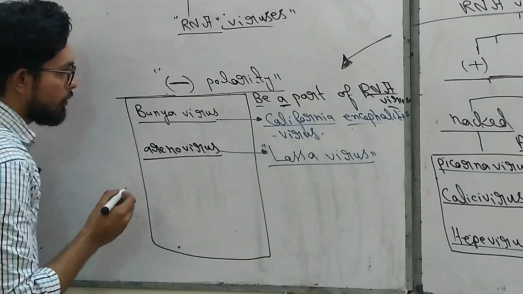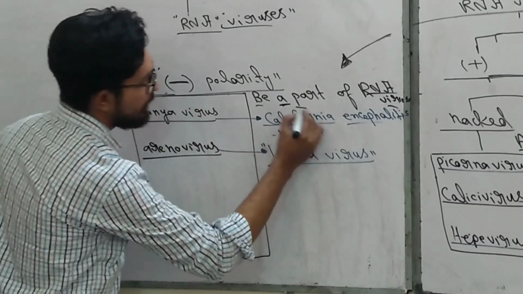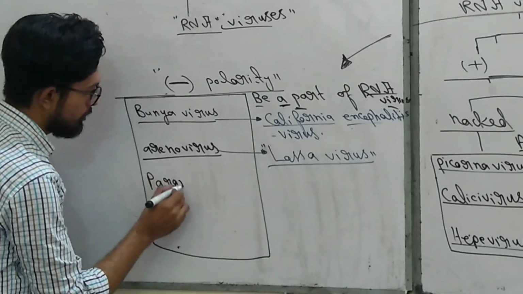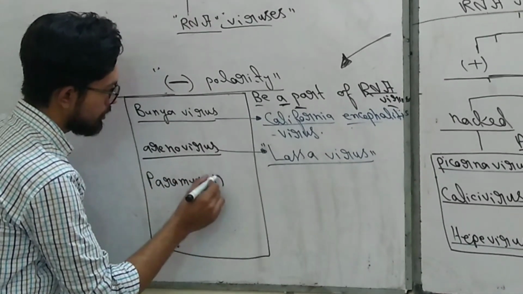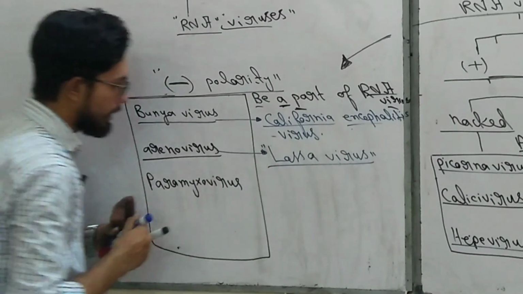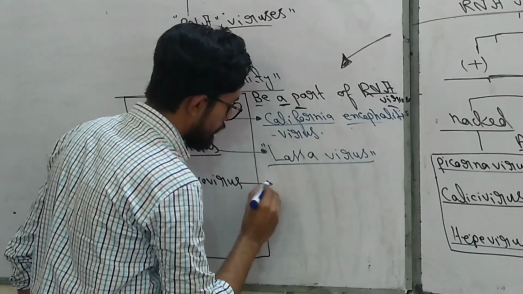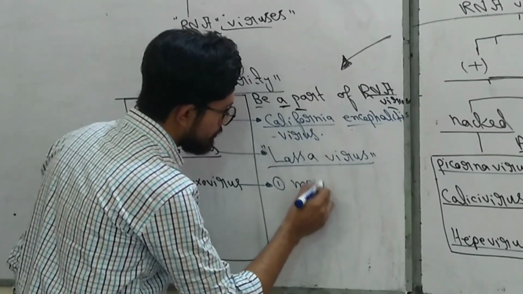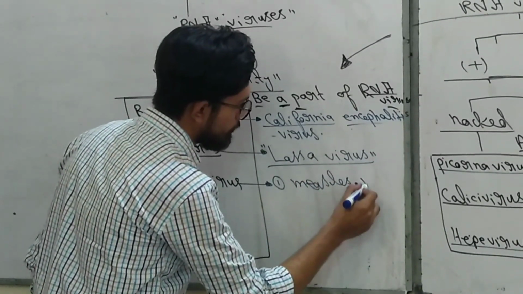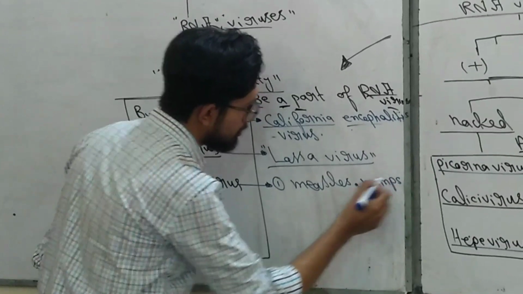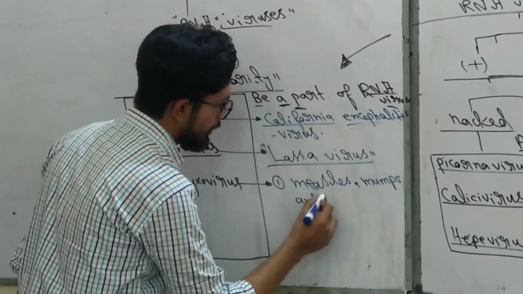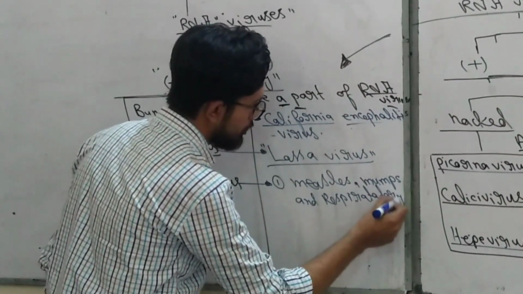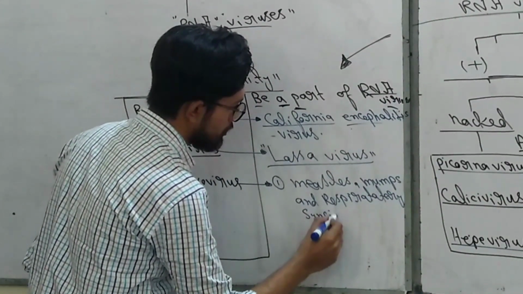Okay, the third one is P. P means paramyxovirus, and this family contains three organisms. The first organism is measles virus, then mumps, and respiratory syncytial virus.